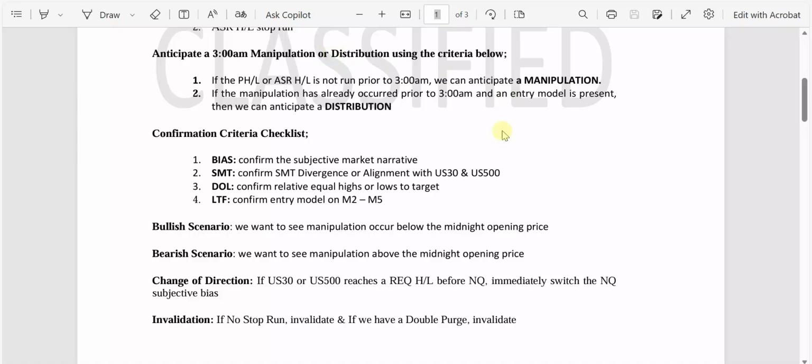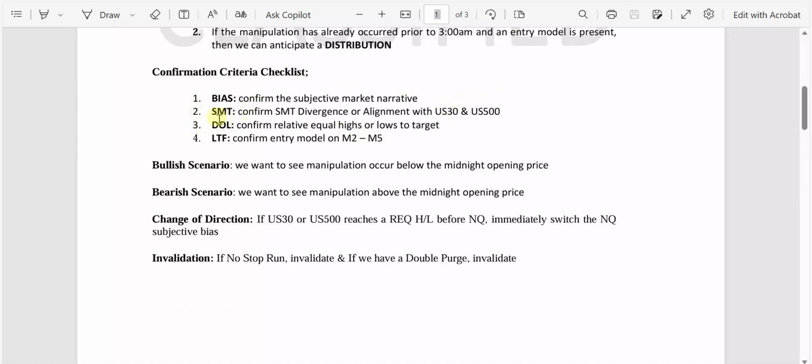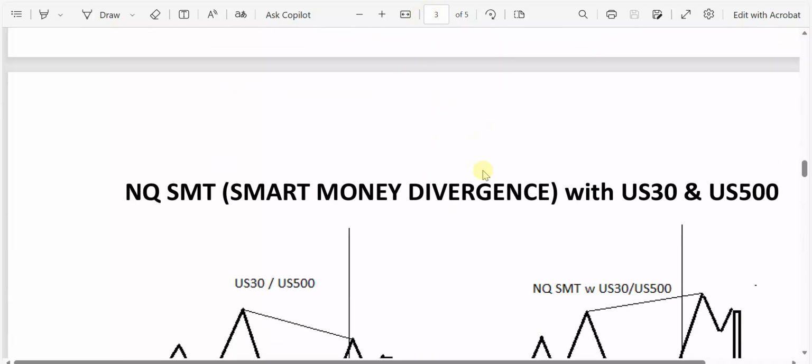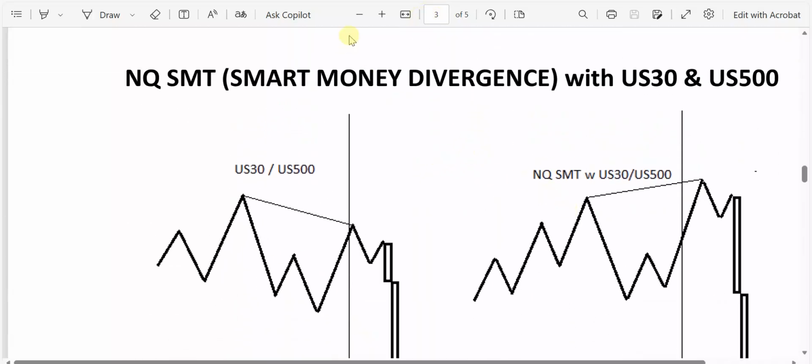Then we jump to SMT. Here we'd love to confirm an SMT divergence or alignment with US 30 or US 500. US 500 is the same as S&P 500. These are very important. SMT divergence or alignment is something which is very important in confirmation. So I'm just going to print this illustration here.